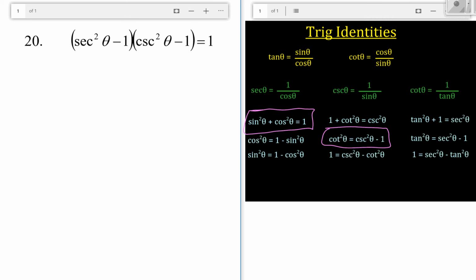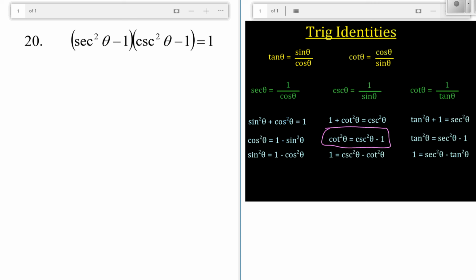Number 20, I've got secant squared theta minus 1 times cosecant squared theta minus 1, and that should just give me 1. Pretty crazy. When I multiply those things out, I just get 1. All right, so I think I see some stuff over here on the right. I have the 1 already circled in pinkish purplish over there. Cosecant squared theta minus 1 is cotangent squared, so I can replace that.